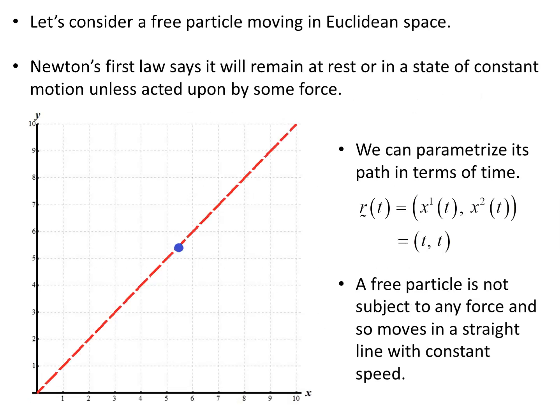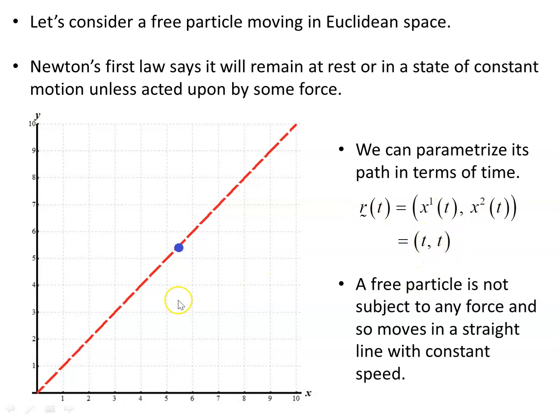So let's consider a free particle moving in Euclidean space. Now, Newton's first law tells us it will remain at rest or in a state of constant motion unless acted upon by some force. So it's going to continue at rest or continue along its existing path. So we can parameterize its path in terms of time, the time coordinate. So r of t, its position here on this two-dimensional grid, is x1 of t, x2 of t, and we can parameterize each of the x1 and the x2 in terms of the time coordinate.